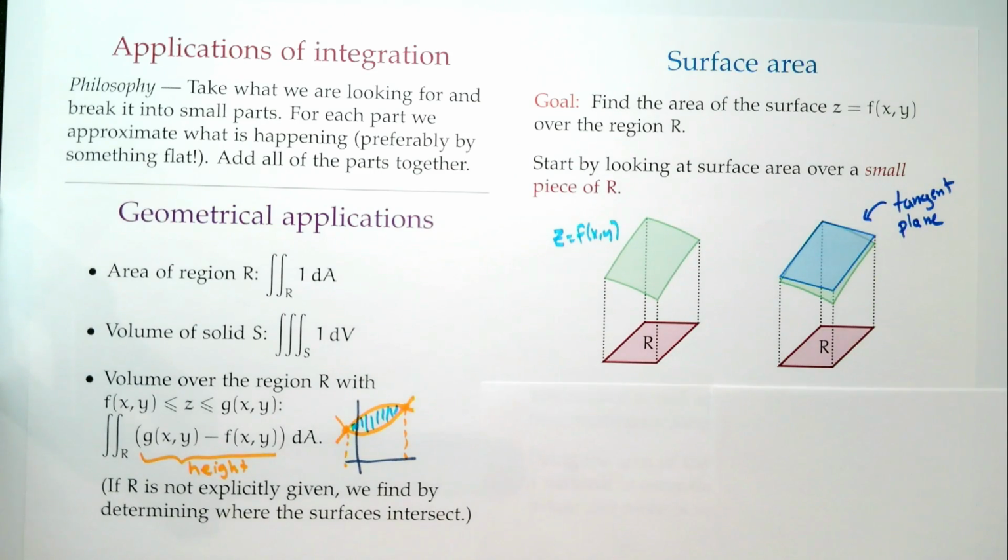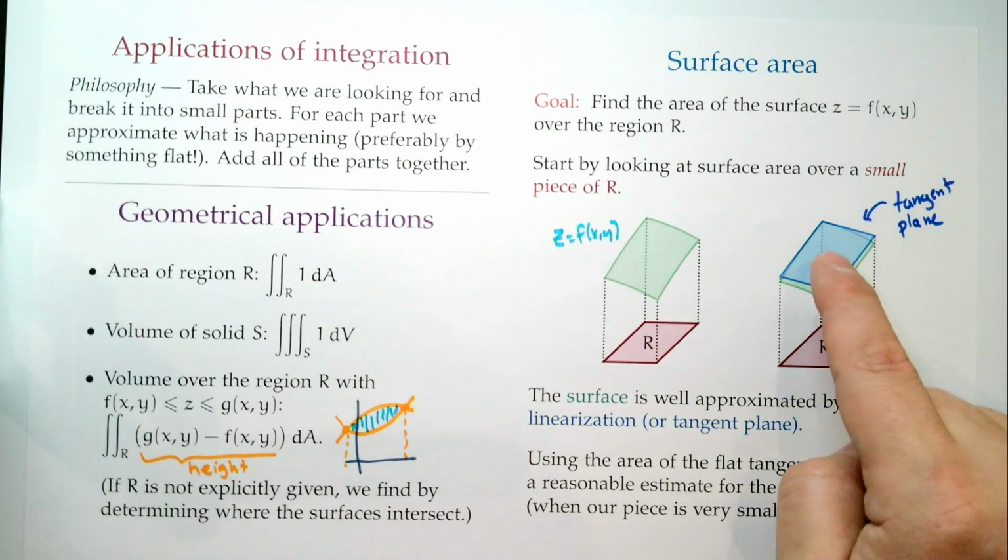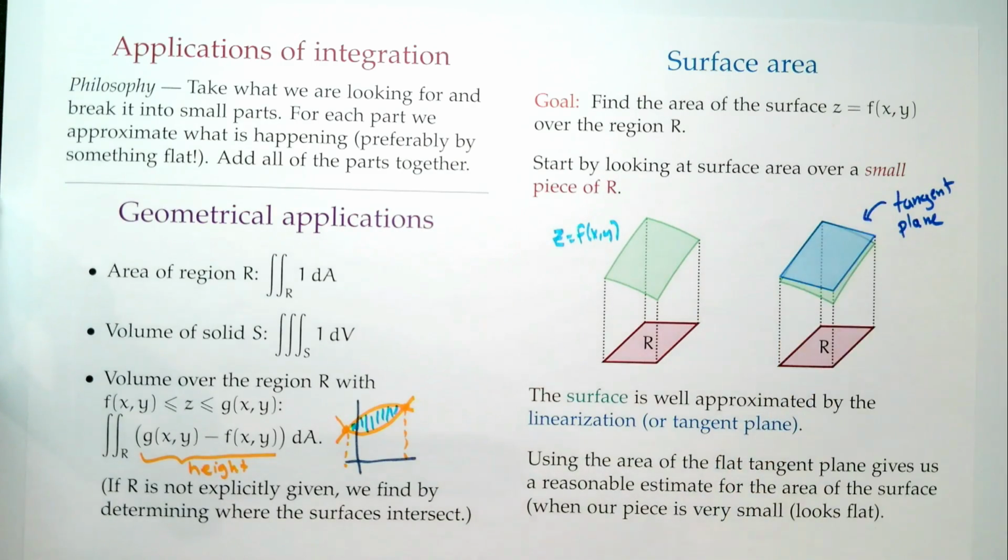So now we have a plan. A plan is good. So we're going to figure out how do we approximate the area of the tangent plane, get an estimate, and then we're going to put those estimates together and get our area. Okay, well, do we have a way to find areas for things that look like this part of a tangent plane?